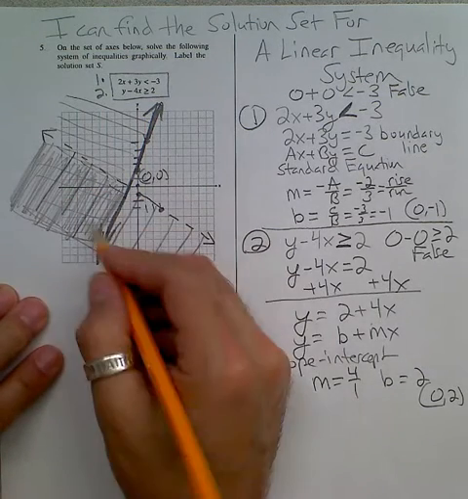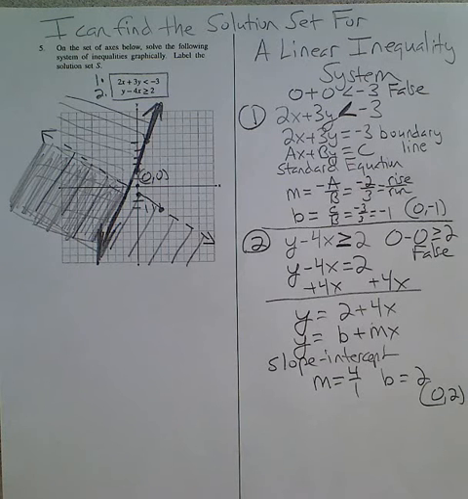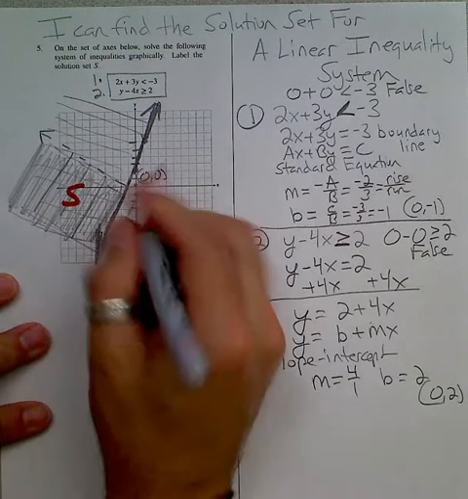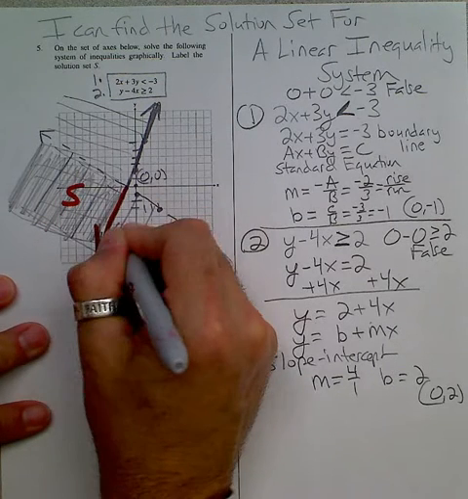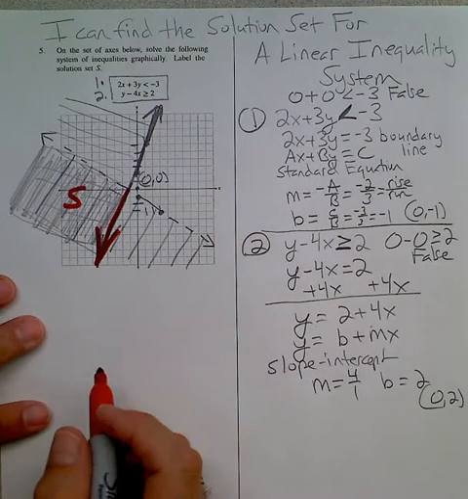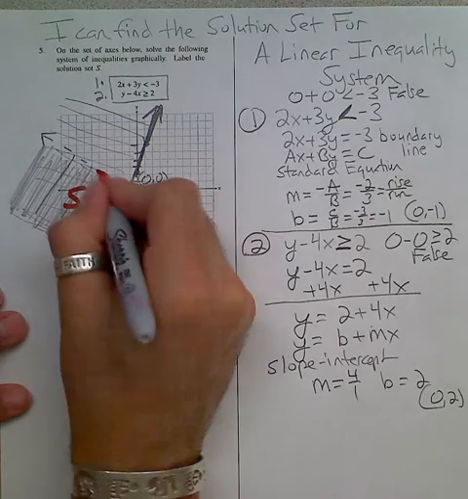This would be my solution set. So what I'll do is I'll put a big S here, and I'm going to show that it is the area above the second line, and it's that area below the first line.